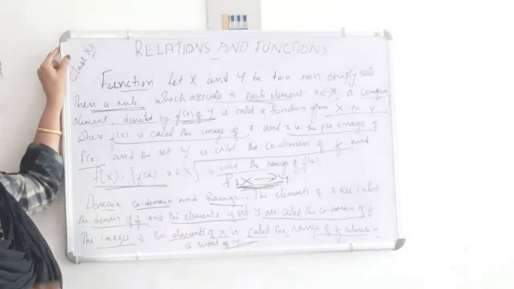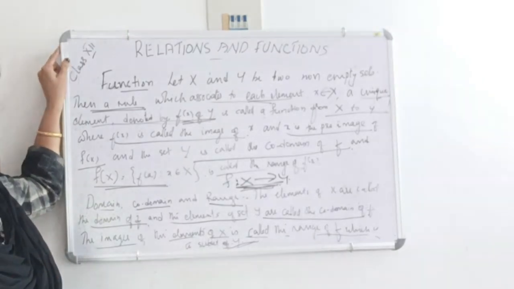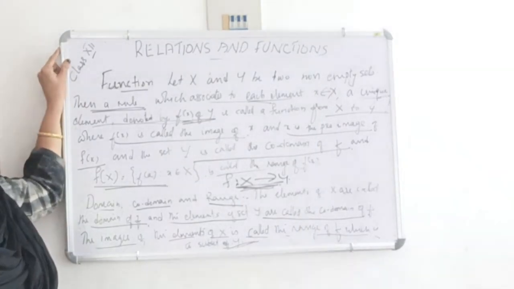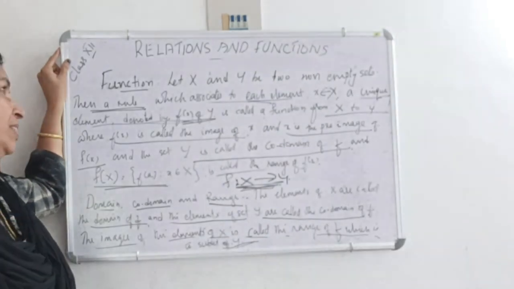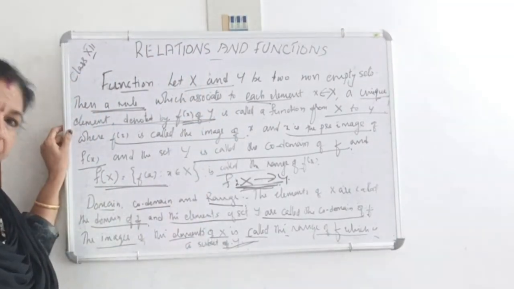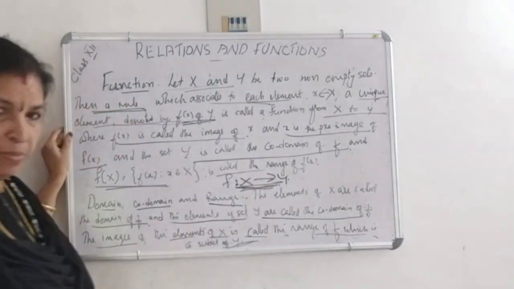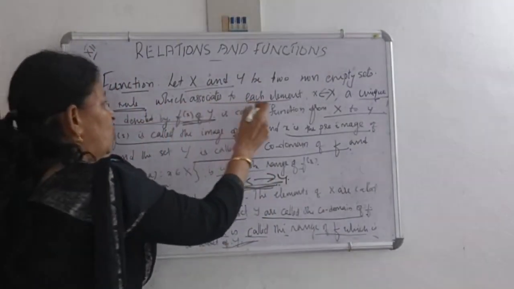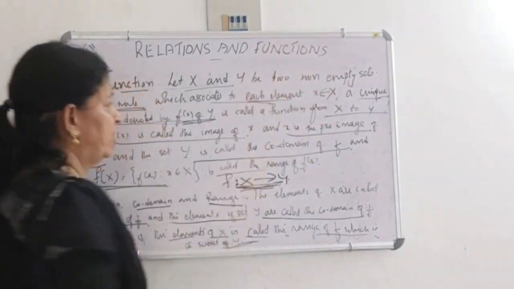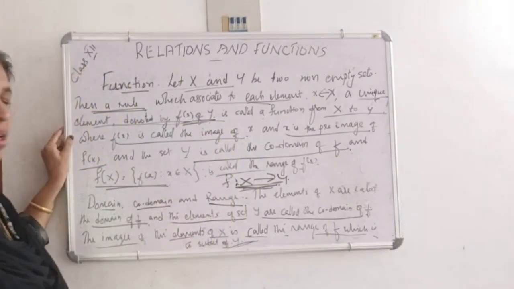Once more, what do you mean by a function? Every function is a relation, f from X to Y or f from A to B, but all relations are not functions. All relations which satisfy this rule are functions. Let X and Y be two non-empty sets. Then a rule which associates to each element x of X a unique element denoted by f(x) of Y is called a function. That is the special rule.